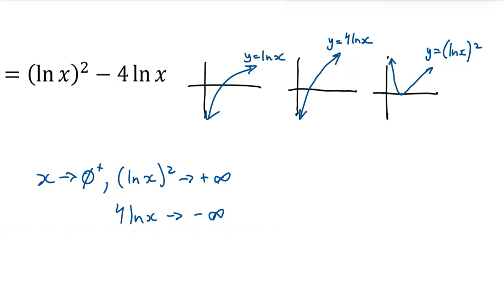Ln of x all squared is going to positive infinity. 4 ln x is going to negative infinity, but you're subtracting. So you're taking a big number and subtracting a negative number. So you're adding another big number. So don't you think this is probably going to positive infinity?